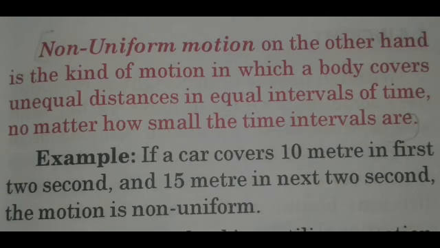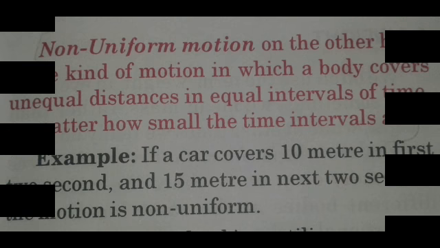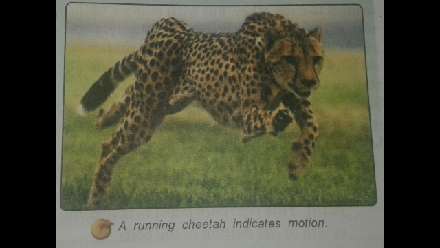Non-uniform motion, on the other hand, is the kind of motion in which a body covers unequal distances in equal intervals of time, no matter how small the time intervals are. इस तरीके के मोशन में बॉडी इक्वल इंटरवल टाइम में अनइक्वल डिस्टेंसेस कवर करती है। फॉर एग्ज़ाम्पल, एक कार है जो पहले 2 सेकेंड में वो 10 मीटर का एरिया कवर कर रही है, फिर नेक्स्ट 2 सेकेंड में वो 15 मीटर का डिस्टेंस कवर कर रही है। तो हर 2 सेकेंड में वो अपना डिस्टेंस हर बार अलग अलग कवर कर रही है। तो इस तरीके के मोशन को हम कहते हैं नॉन यूनिफॉर्म मोशन। एग्जाम्पल, अ हॉर्स रनिंग इन अ रेस, अ बस ऑन इट्स वे थ्रू द मार्केट, अ बाउंसिंग बॉल.